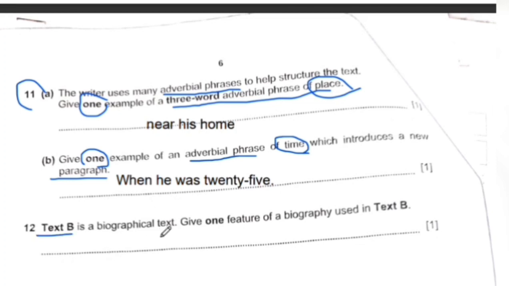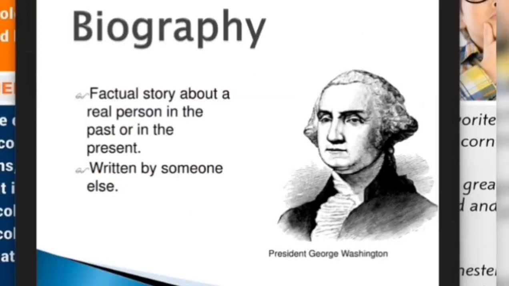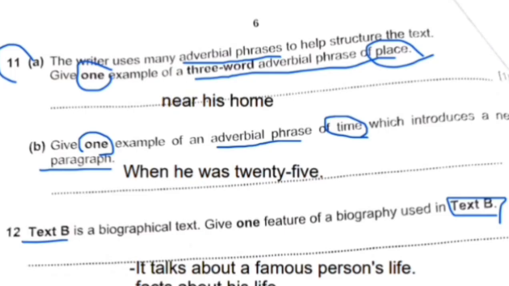Next, text B, a biographical text. Give one piece of evidence that text B is a biography. Prove that it's a biography. So, what do I mean by biography? It's a factual story about a real person in the past or present, written by someone else, mostly in the past tense. Facts about a person or his life, and it talks about a famous person. So I wrote it talks about a famous person's life. It mentions facts about his life because it was talking about Mozart and what he did, and how his music still exists till now. How great he was.